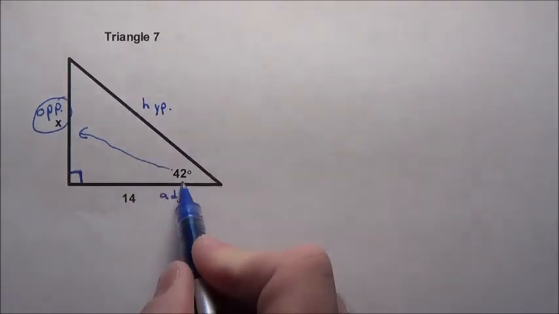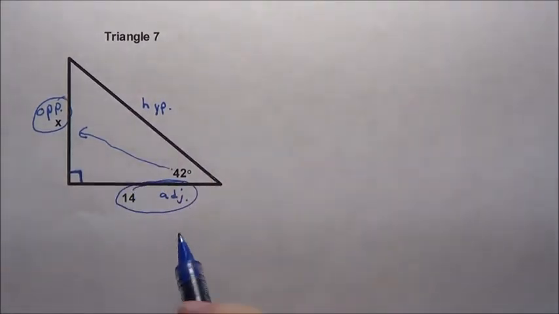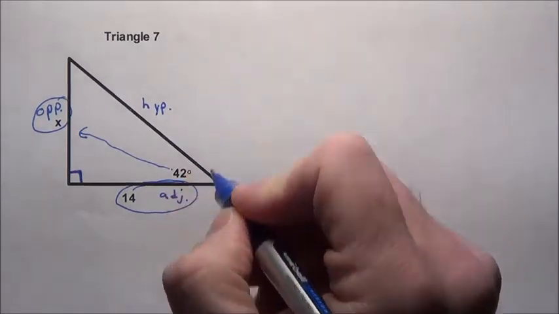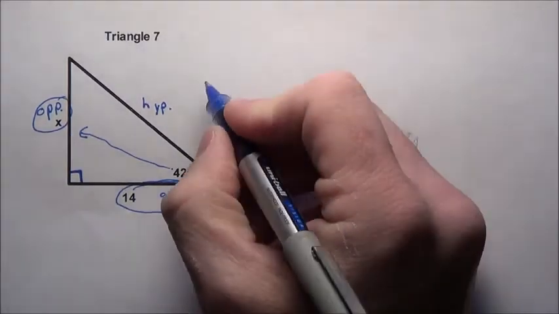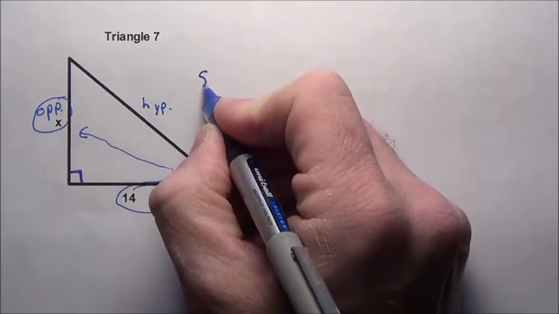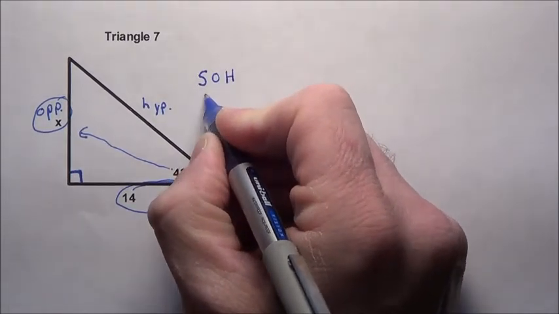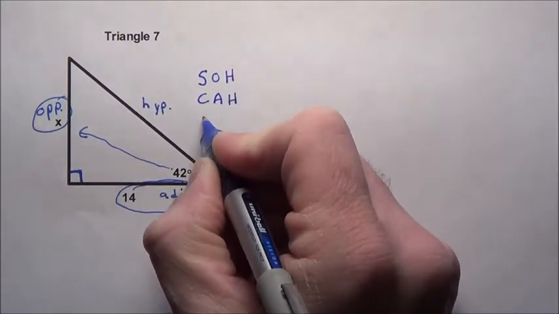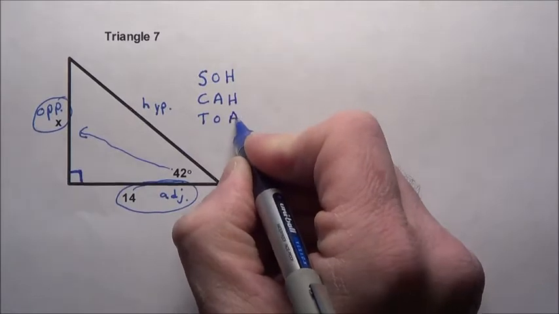What measurement do we have? We have our adjacent side. So I've got to use sine, cosine, or tangent. Which one do I use? Well, I remember that little saying, some old hippie caught another hippie tripping on acid.